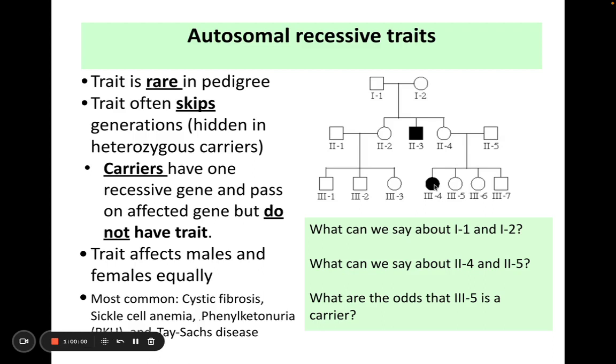Because remember, it's only a 25% chance that 3-4 would actually get that autosomal recessive disease, and it did. So you remember, it's 25, 50, 25 for every single offspring. So for 3-5, that would still be 25%.